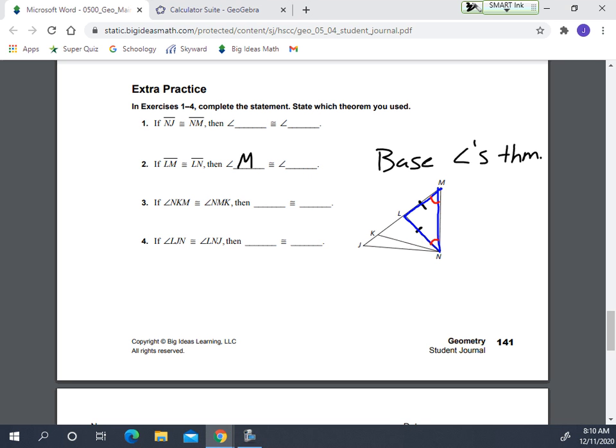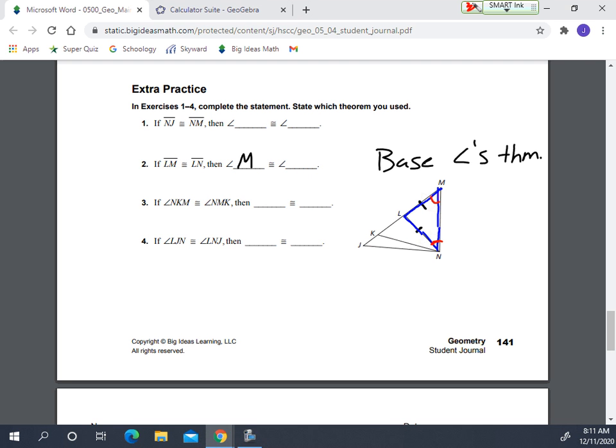is congruent to angle, can I say just angle N? No, we can't. Why? Because there's 3 different angles going out there. There's this angle, the angle we already have, and then there's actually even this angle. So there's 4 angles. So make sure you don't just say angle N. Okay, we need to name this angle specifically. How do we do that?